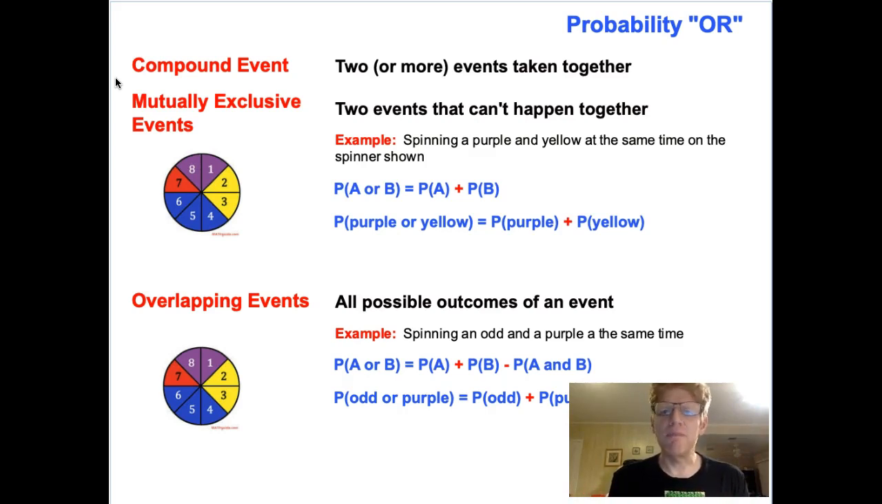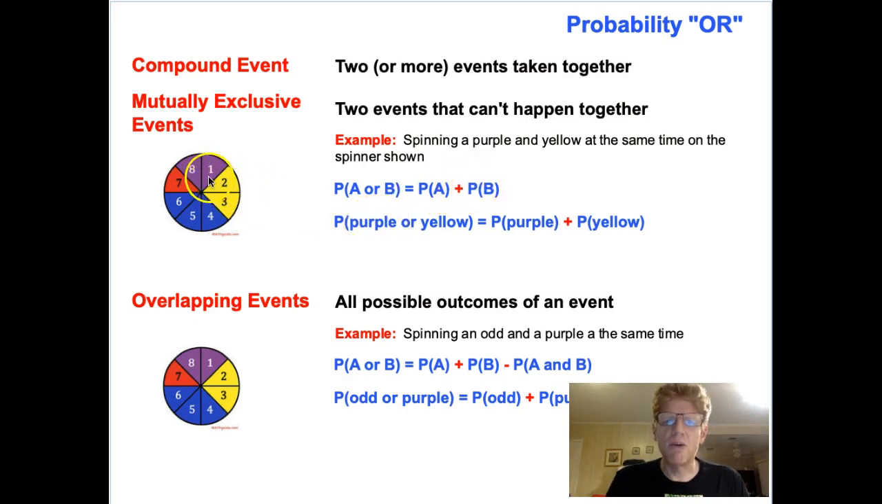An example would be if we were to spin a purple and a yellow at the same time on the spinner shown. Well, we couldn't do that. Our spinner can't be on both purple and yellow. Now, it might be on the little line here, but it can't be on both of them. That can't happen together. So the probability of two mutually exclusive events happening is the probability of the first one happening plus the probability of the second one happening.